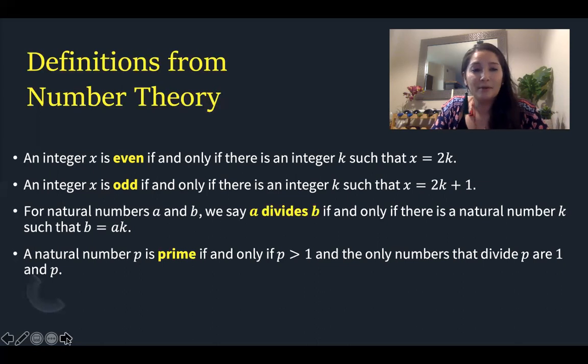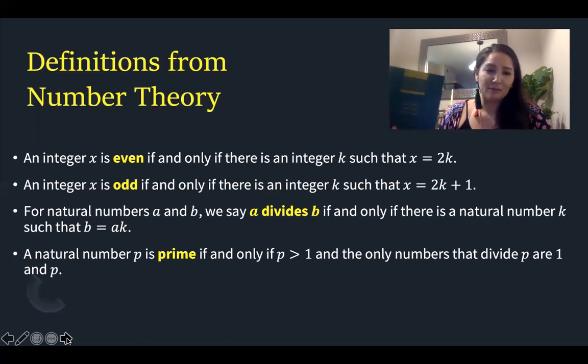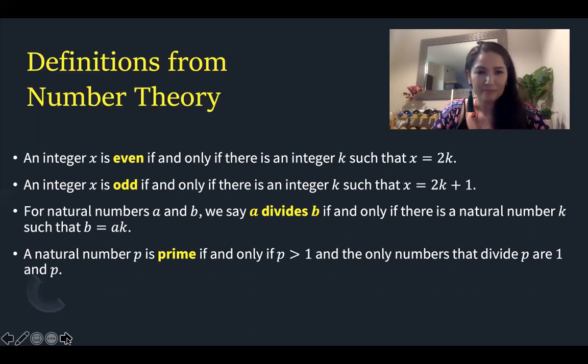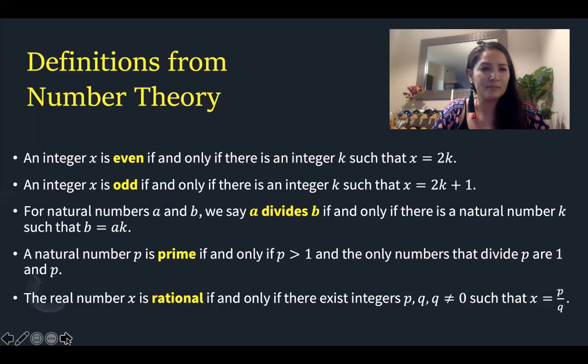A natural number p is prime if and only if p is greater than 1, and the only numbers that divide p are 1 and p. Different textbooks will give you different definitions for primes. In the book that we're using here, our primes are all natural numbers. So we're not going to talk about negatives being primes in this book, but I've seen other math books where they let primes be negative as well. In this book, we're only going to look at the positive primes.